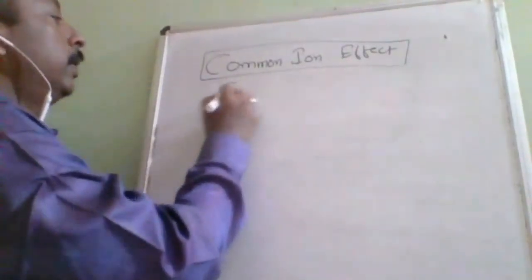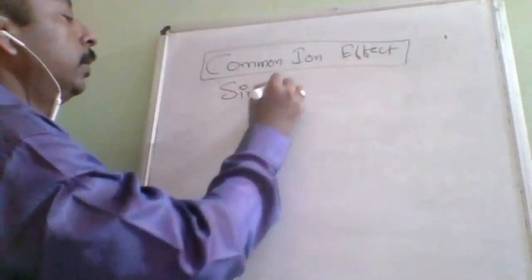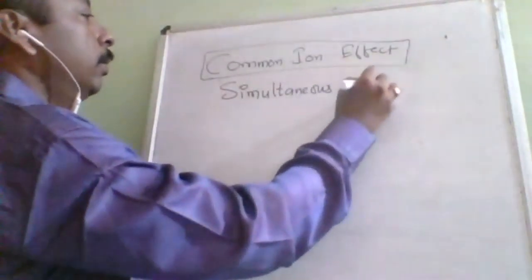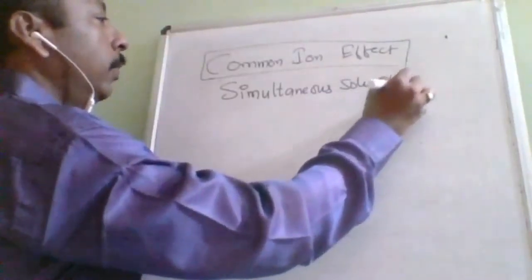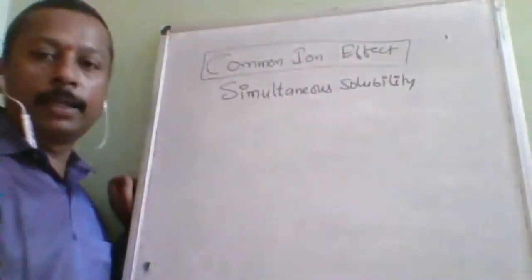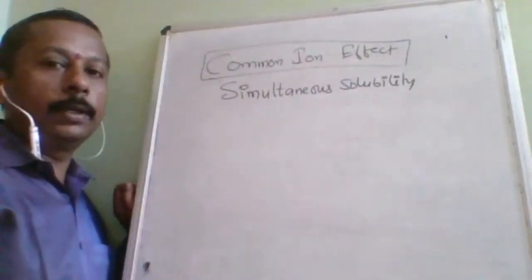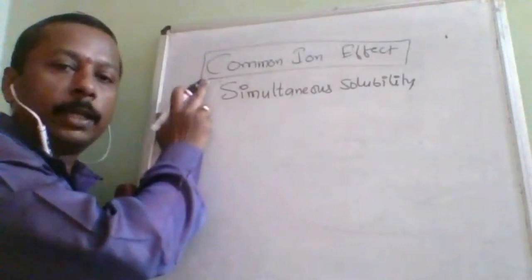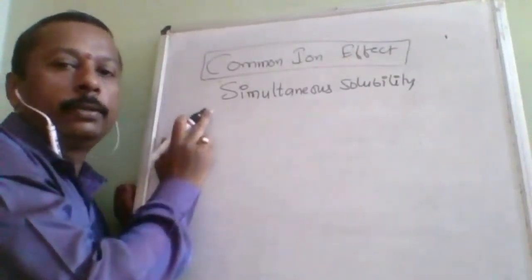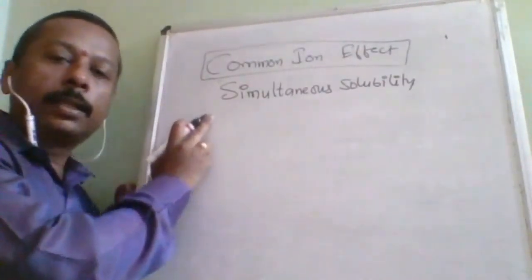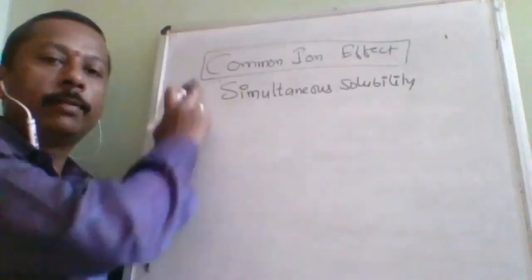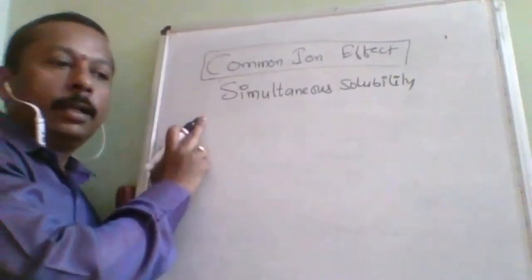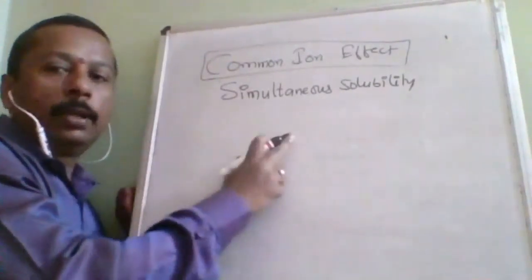Next is simultaneous solubility. People will ask what is the difference between common ion effect and simultaneous solubility. If one is strong and one is weak, then it is common ion effect. If both are sparingly soluble, then it is called simultaneous solubility. Both should have a common ion, and both should be sparingly soluble.